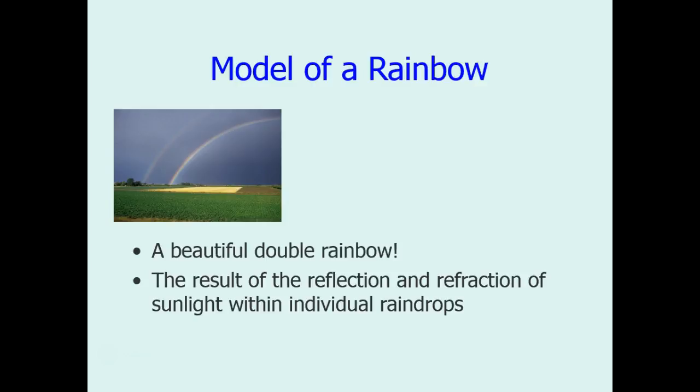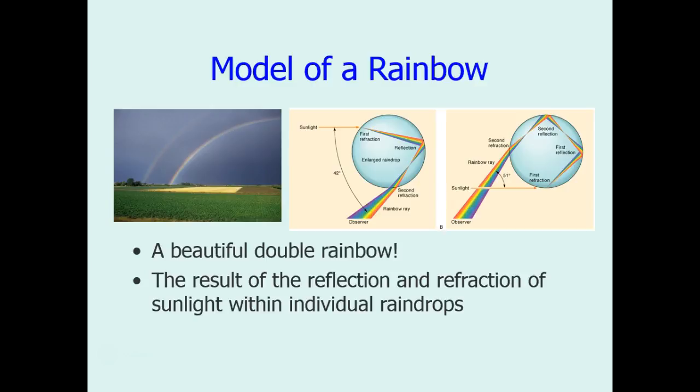Okay? So here is the hypothesis. This is the result of the reflection and refraction. Now, those are two words we're not going to really get into. Refraction means bending. Reflection means sending back. Reflection and refraction of sunlight within individual raindrops. We call them a rainbow because they always occur after a rain. Okay? When there's little droplets of water in the air. So here is the model. Okay?